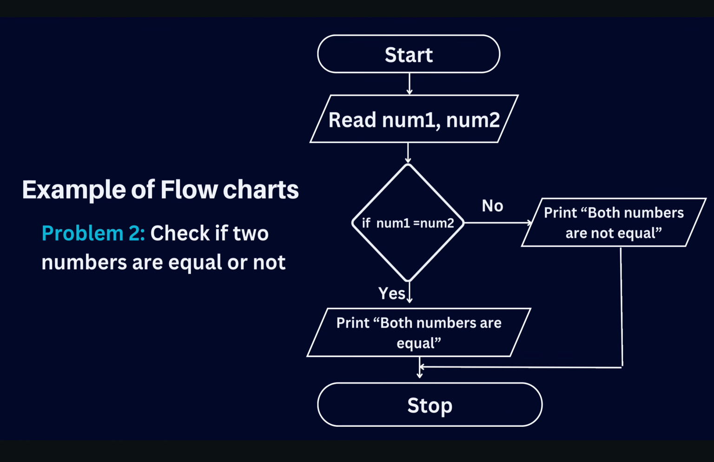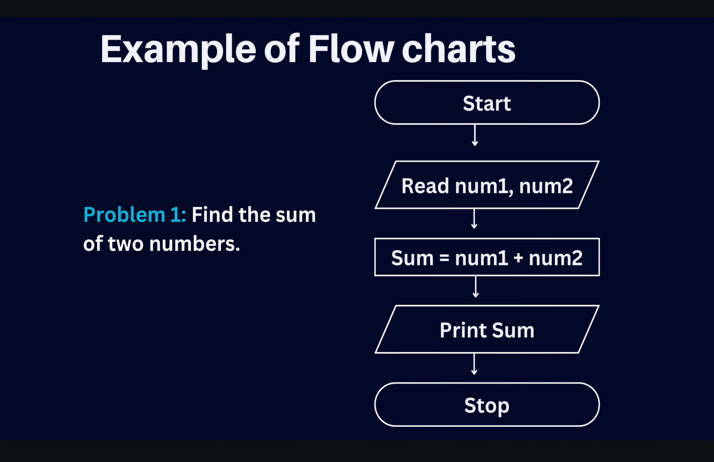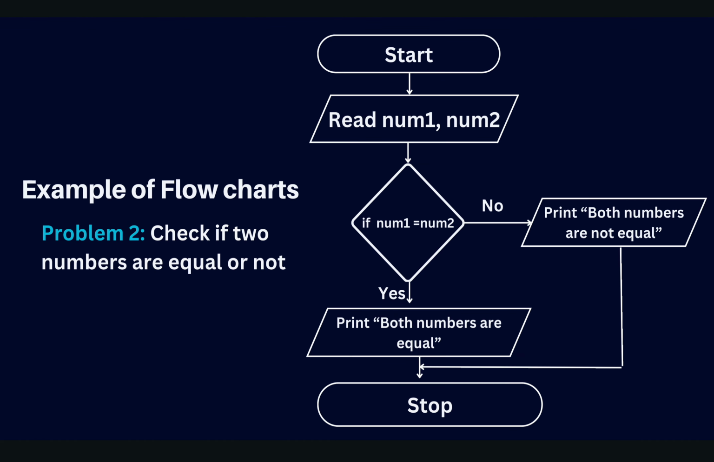Now see another example. Here we are making some decisions. What decisions are we making? Example of flowchart: check if two numbers are equal or not. In the previous example we were not making any decision, we were just adding two numbers and printing the sum. Here we have to make some decision because we are doing some comparison, right?